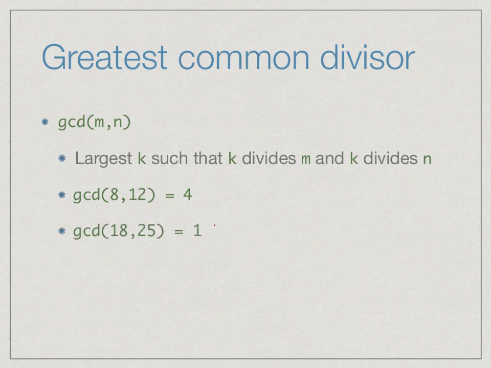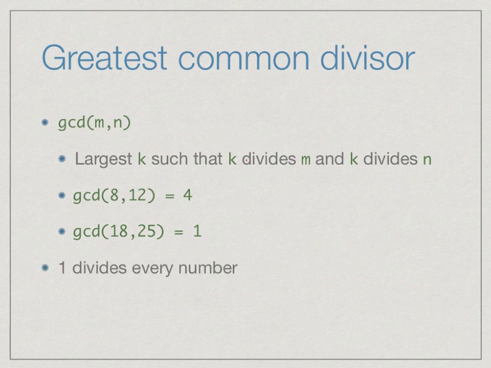What about 18 and 25? 25 is 5 times 5, so it has only one divisor other than 1 and 25, which is 5, and 5 is not a divisor of 18. But fortunately, 1 is a divisor of 18, so we can say that GCD of 18 and 25 is 1. There is no number bigger than 1 that divides both 18 and 25.